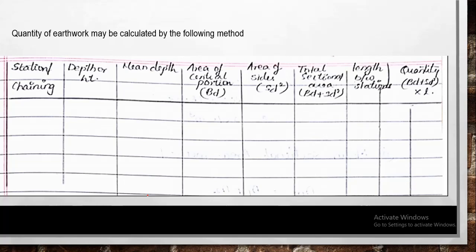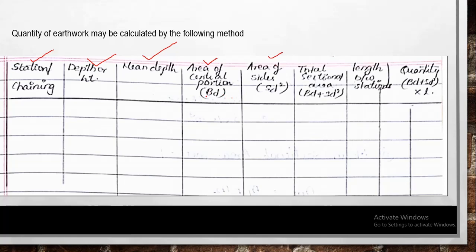This is the tabular column that will be used for calculating the road estimation. You remember the table we used at the time of calculating building estimations. Here the table is slightly different. The first column is station or chaining, the second is depth or height, the third is mean depth. I'll explain the terms later when we do the problem. The fourth column is the area of the central portion, and the next is the area of the sides.